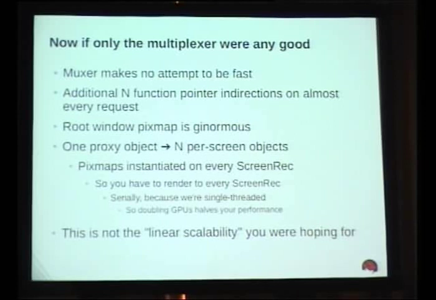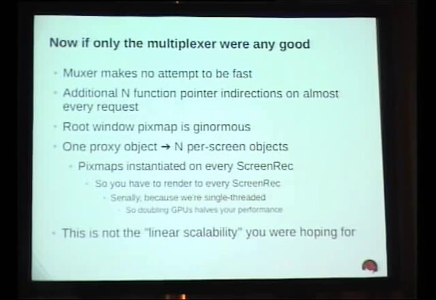Multiplexer is garbage. It really does not attempt to be fast in any way. There's some very simple mechanical problems for this. The way it's written is it interjects itself right at the top level of protocol dispatch so that it can kind of reuse against each of the back-end screens the same code that was using before. So you don't have to teach each driver about Xinerama. You just kind of hide it in this one abstraction layer. So you've got an additional function pointer lookup on every request because you have screen zero's idea of what this request is, screen one.